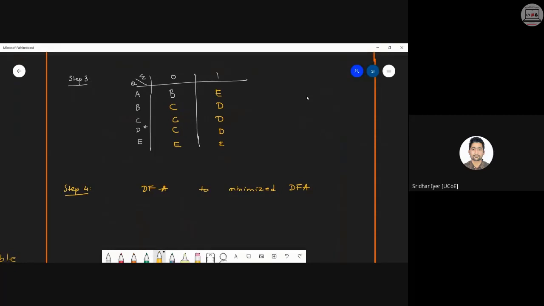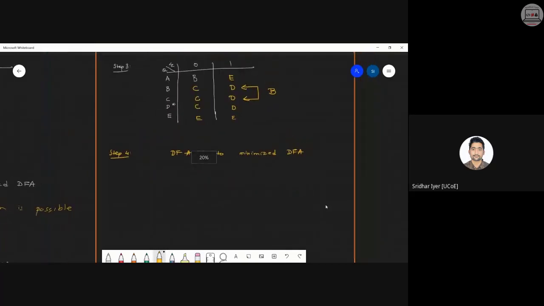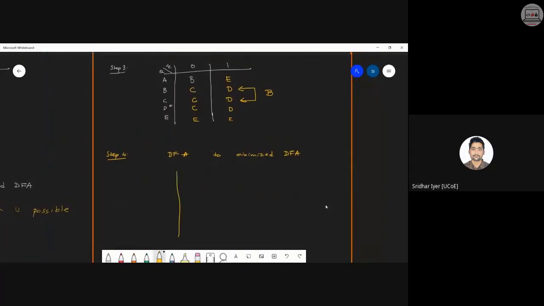B, E, C, D. We can combine state B and C, right? Yes or no? Can we combine state B and C? Correct, because there is minimization possible over here. Both are non-final states, so we can combine them as state B. Okay, so complete the minimized table over here. Mention that you are combining state number B and C.